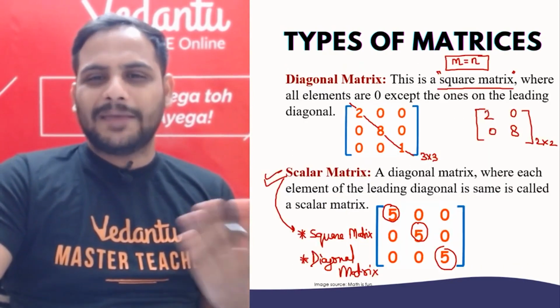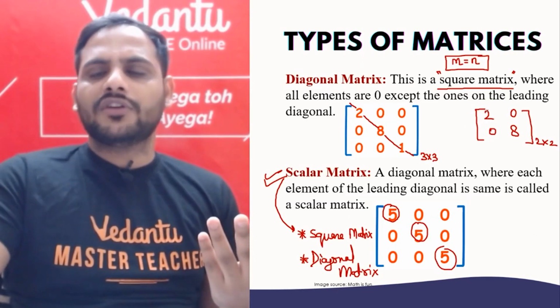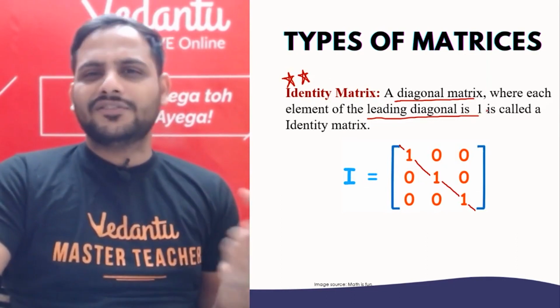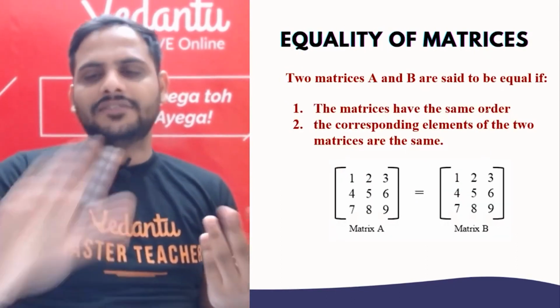Okay? So these are your types of matrices. Only thing you need to focus on is the diagonal, scalar and identity matrix, and that too, once you understand, it is not very difficult. Okay guys?